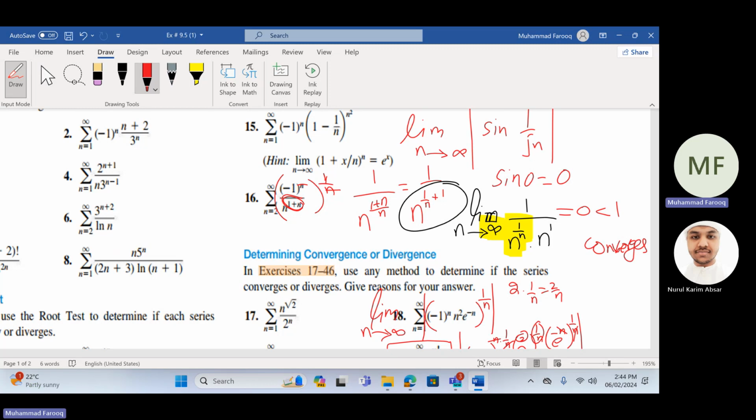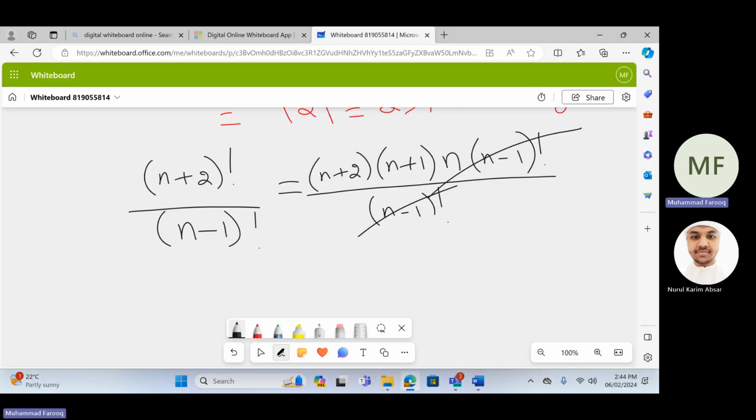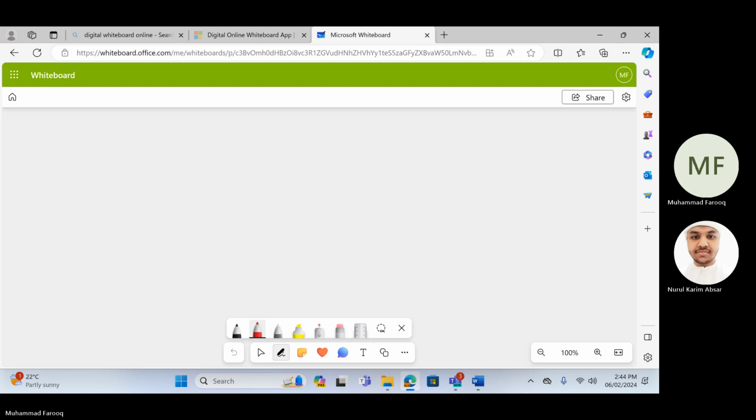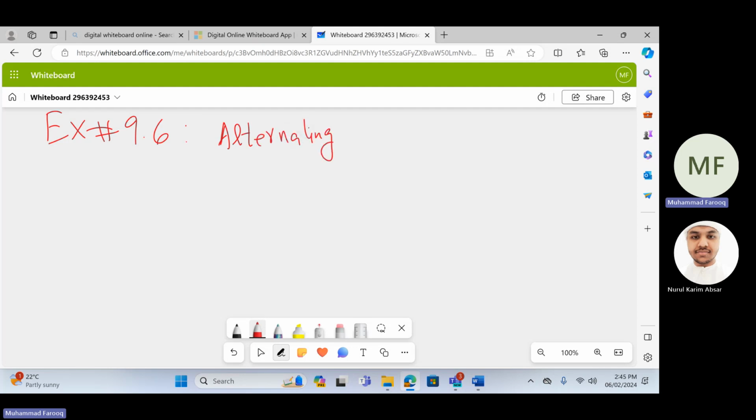Now, 9.6. Exercise number 9.6, please. And we have one more test, which is called the alternating series test. In short, we say AST.